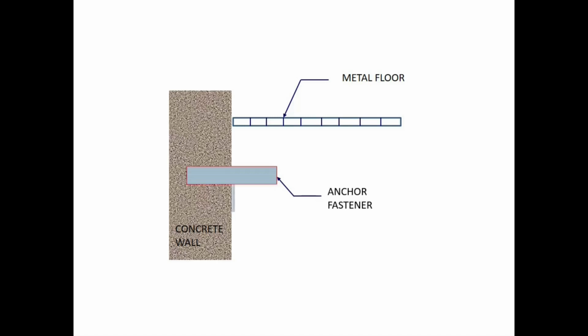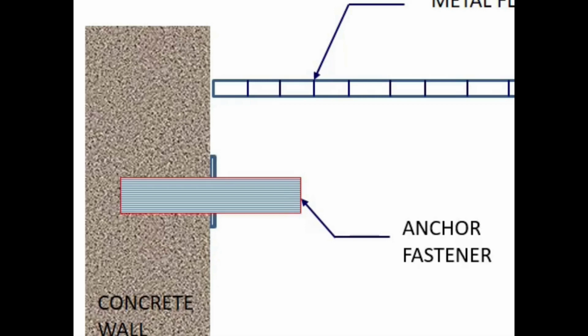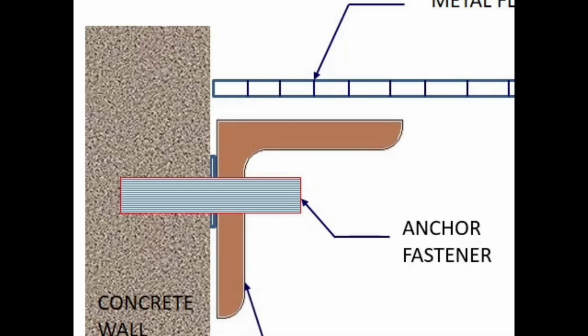Then there will be a washer provided at the contact with the wall to take care of unevenness and roughness of the wall. Then there is the provision of the steel bracket. The steel bracket is basically an angle iron whose arms are 75 mm by 75 mm and whose thickness is 8 mm. This arm is 75 mm and another arm is also 75 mm.